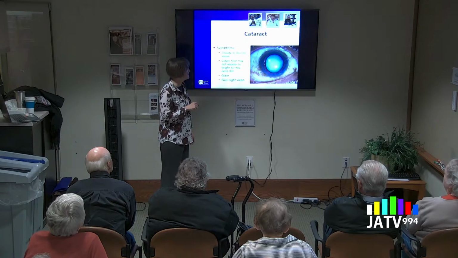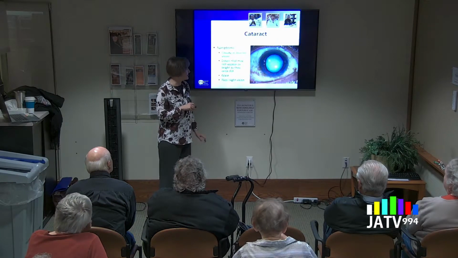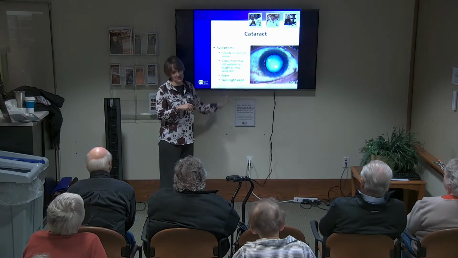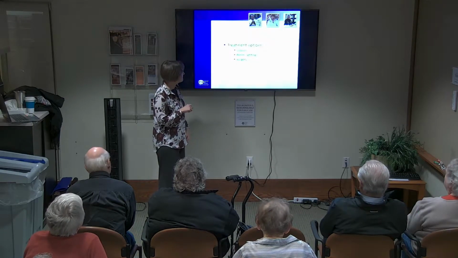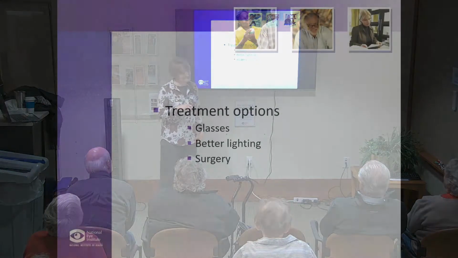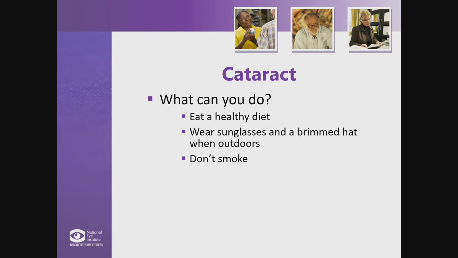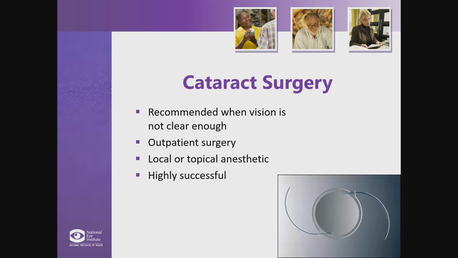So symptoms: cloudy or blurred vision. Colors don't appear as bright as they once did. Glare, and especially poor night vision. Our treatment options: we try glasses until they just won't help anymore. We try better lighting, sometimes that helps, and then ultimately it's surgery. Things you can think about doing beforehand: healthier diets always help with our health in general. Wear sunglasses and rimmed hats outdoors, and avoid smoking.